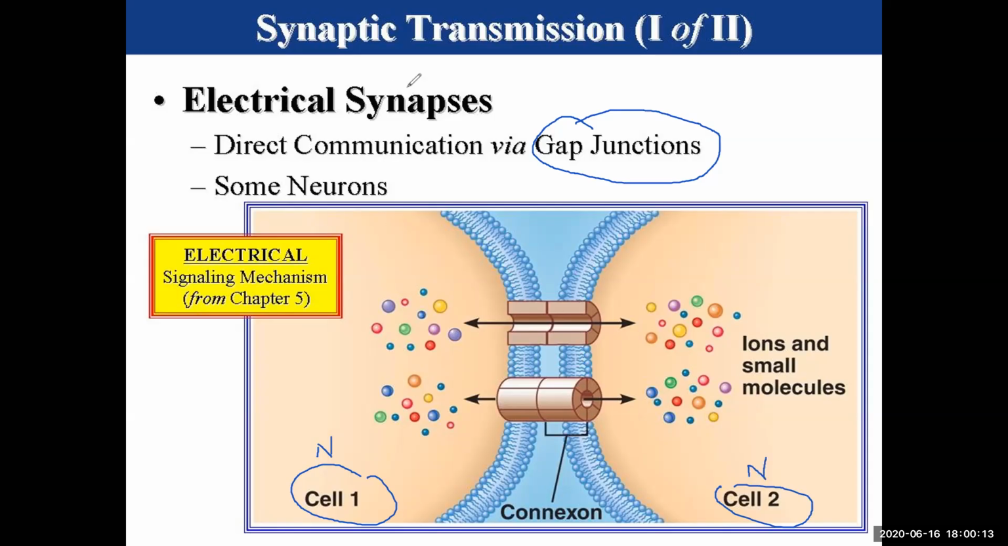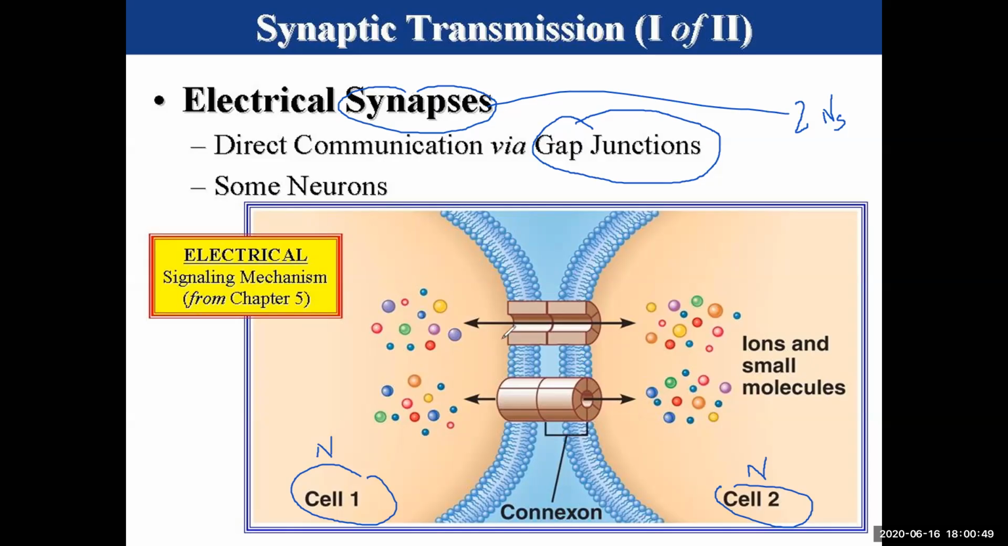So electrical synapse, because synapse is a microscopic space between 2 neurons. N stands for neurons, right? This looks like a Z, it's a number 2. Sorry. Okay. So direct communication via gap junctions. Some neurons have these electrical synapses.